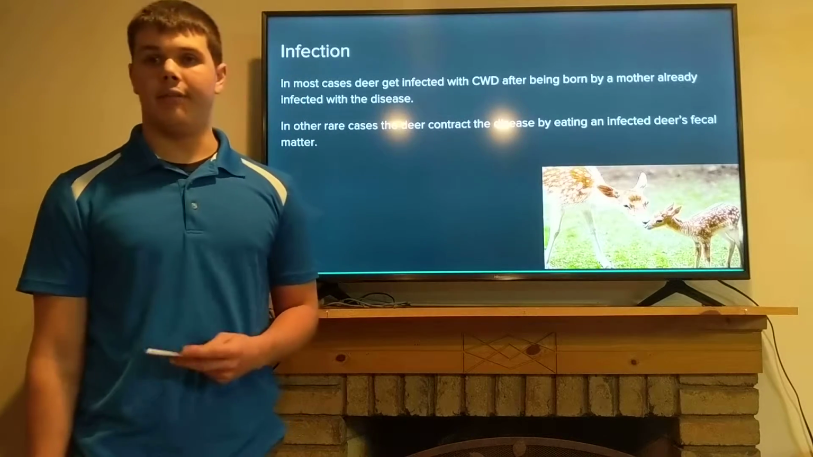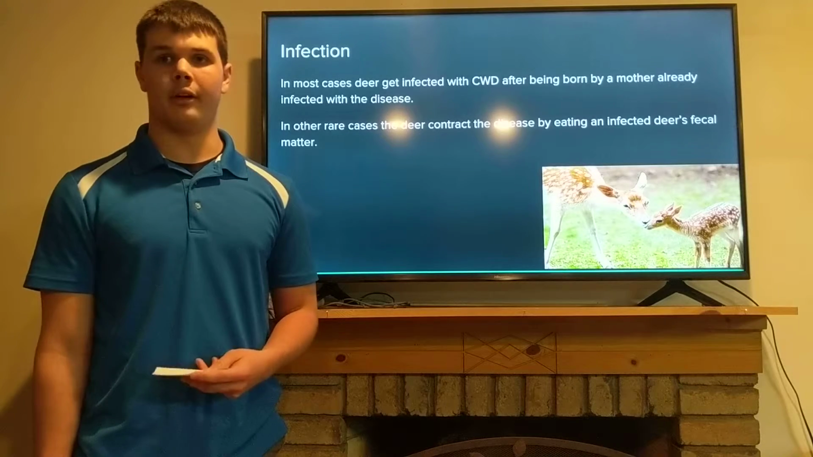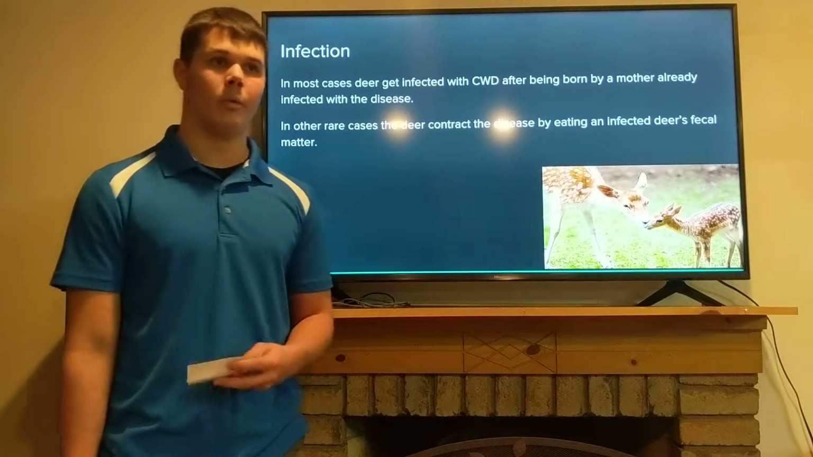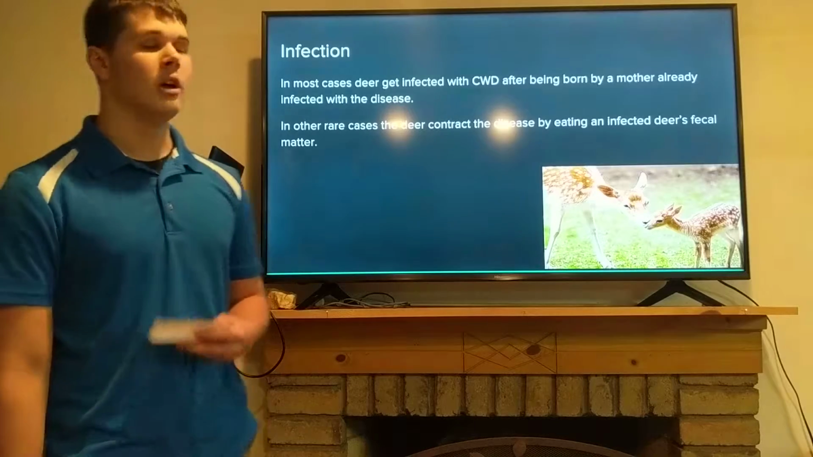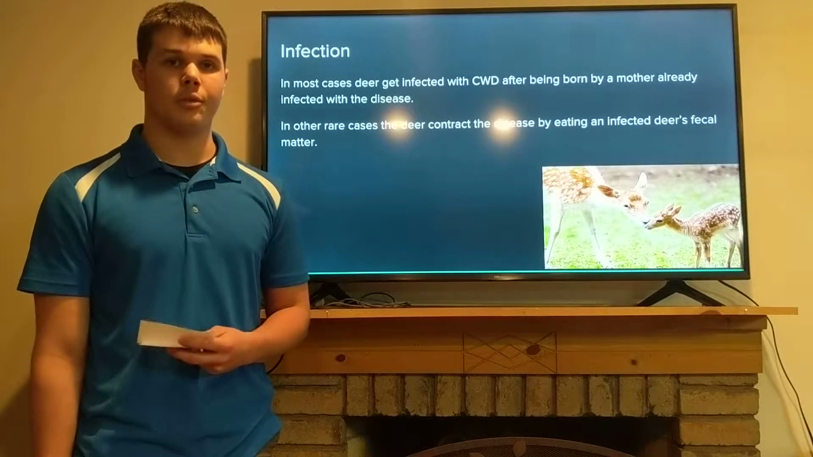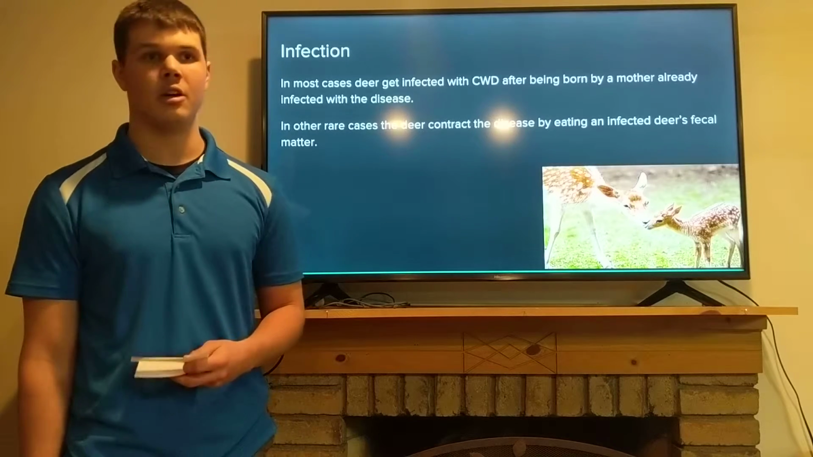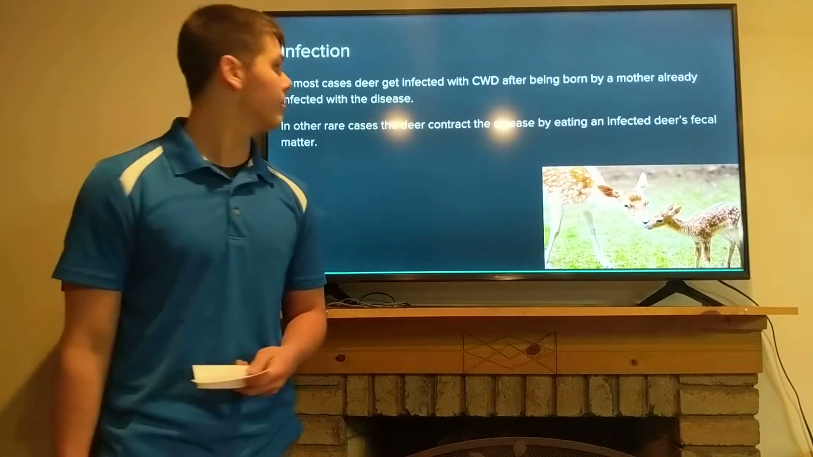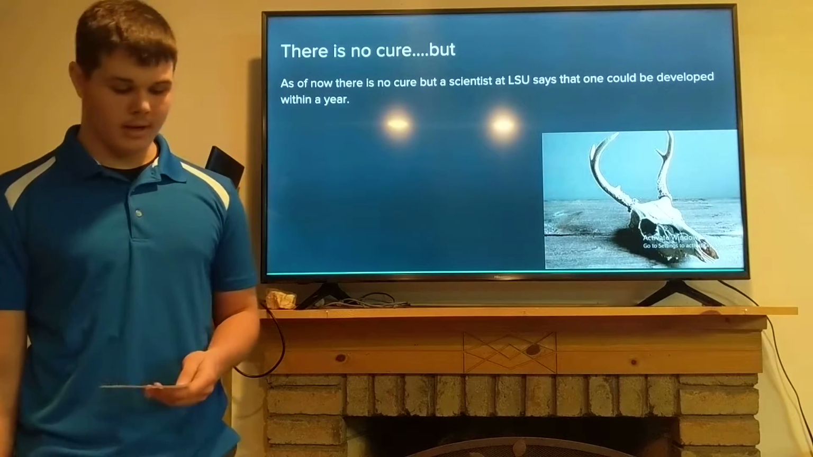How do these deer get infected? Most deer get infected from their mother. If an infected mother gives birth to a fawn, that fawn will automatically be born with CWD and will not live to see past 2 years. Also, traces of the disease have been found in fecal matter, which we found out some deer are more likely to eat if they have another disease, which will introduce this disease to them, and it will also lead them to death.